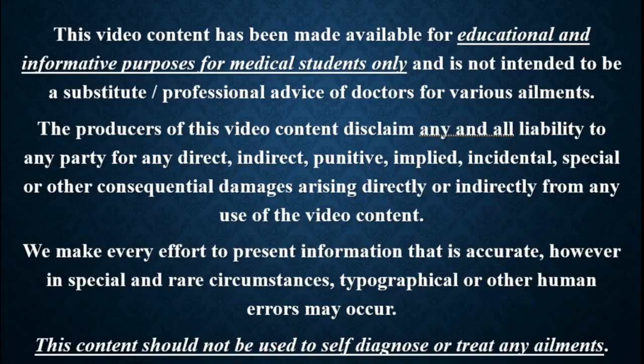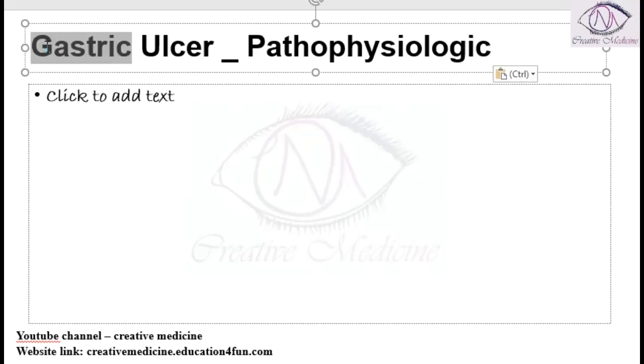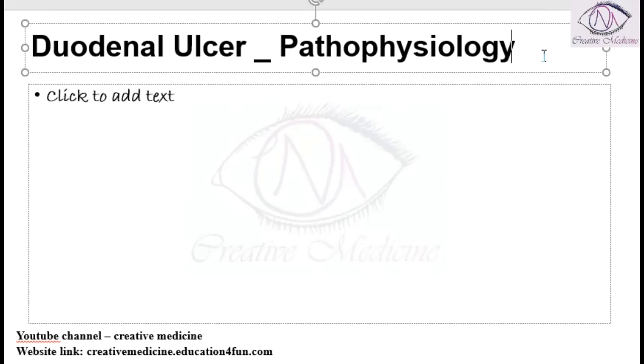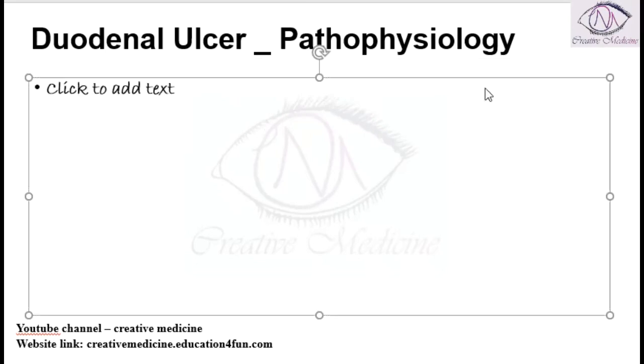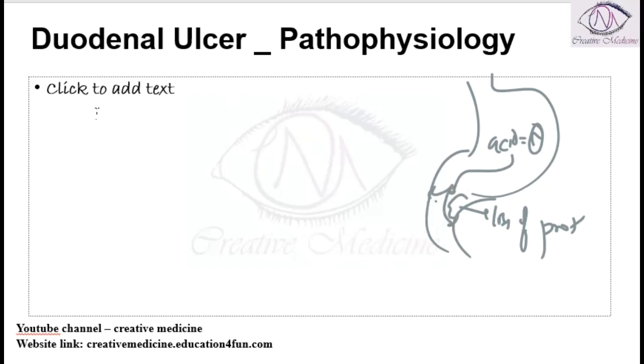In this lecture, we will learn about duodenal ulcers pathophysiology. So, in the pathophysiology of duodenal ulcers, in the duodenum, the protective mechanisms are lost. The acid secretion in the stomach is normal, but because of the loss of protective mechanisms, this acid will reach the duodenum, and the duodenum cannot protect itself. As a result, the duodenal mucosa gets damaged by the acid which enters the duodenum.